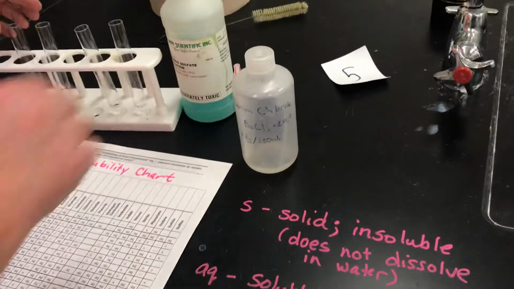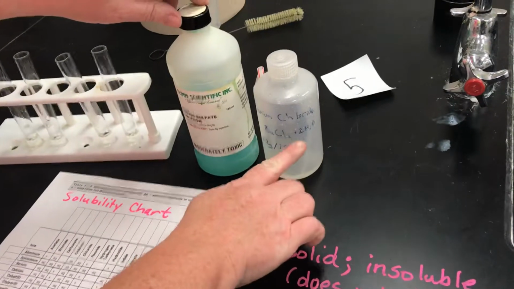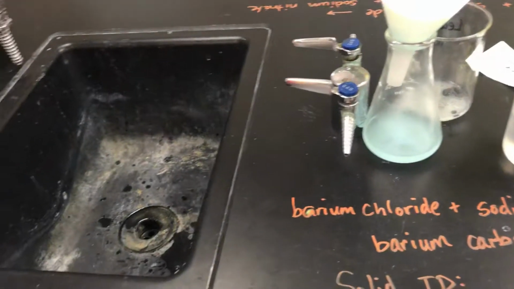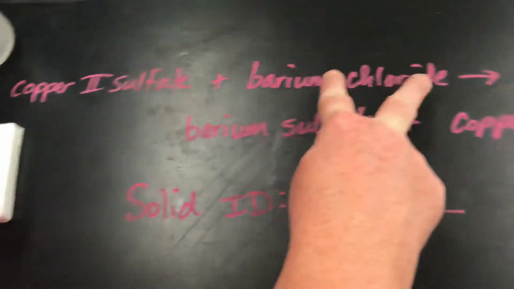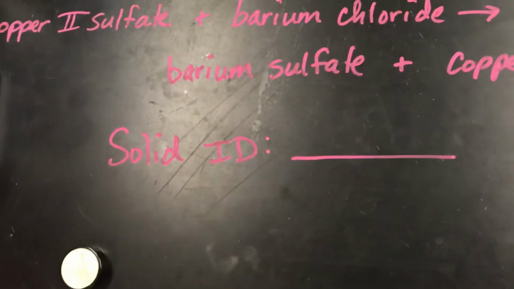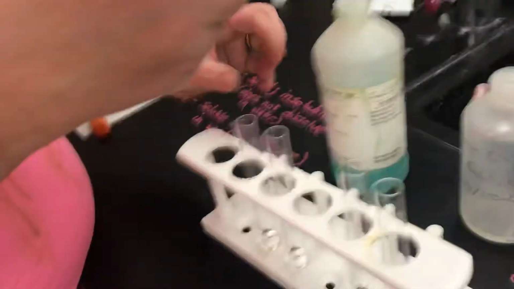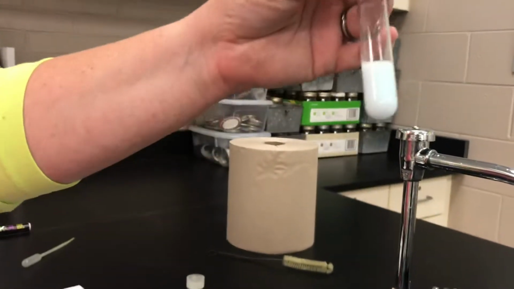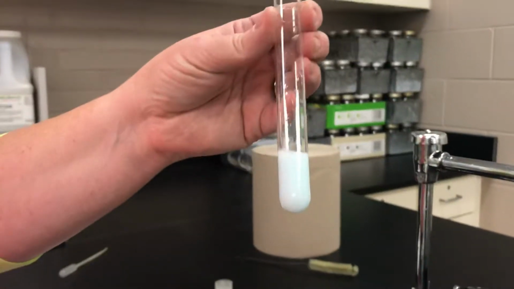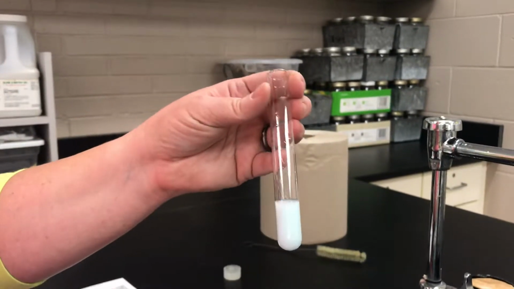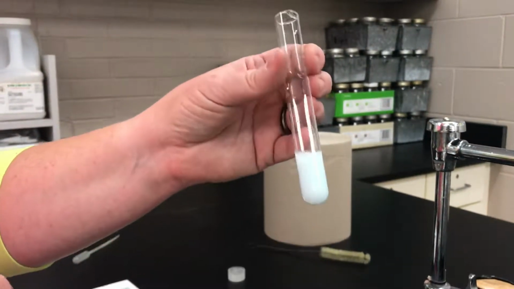So in the first reaction, I'm going to take barium chloride and combine it with copper sulfate. So that reaction is right here. Copper 2 sulfate and barium chloride gives us barium sulfate and copper 2 chloride. And I've already added some barium chloride to the test tube. I'm going to add this blue solution of copper sulfate, and immediately what you see is this cloudiness, and that cloudiness is actually a new solid that has formed.